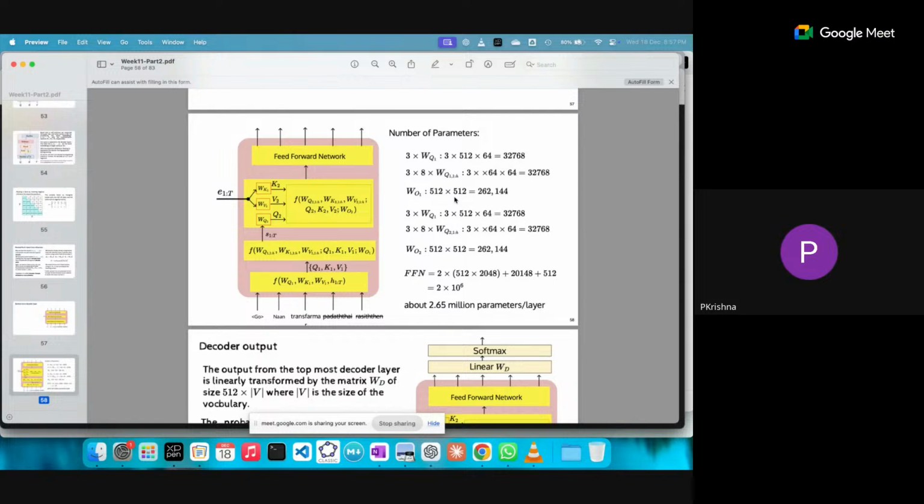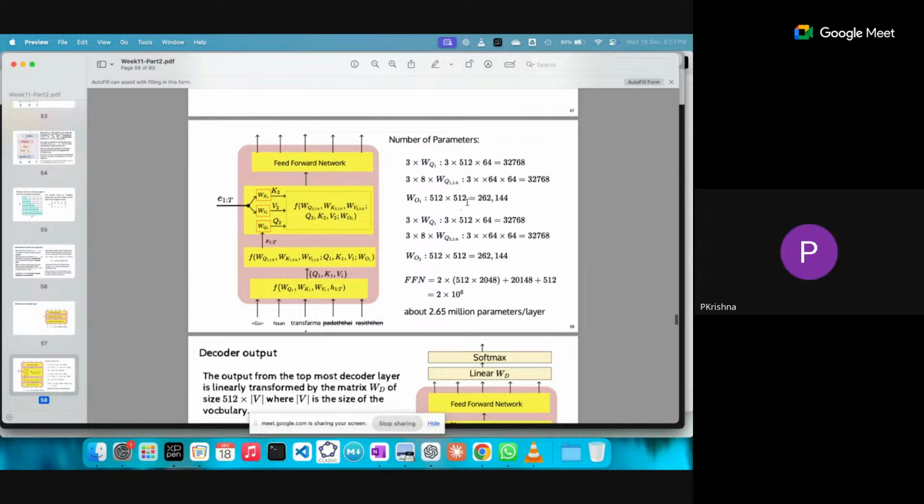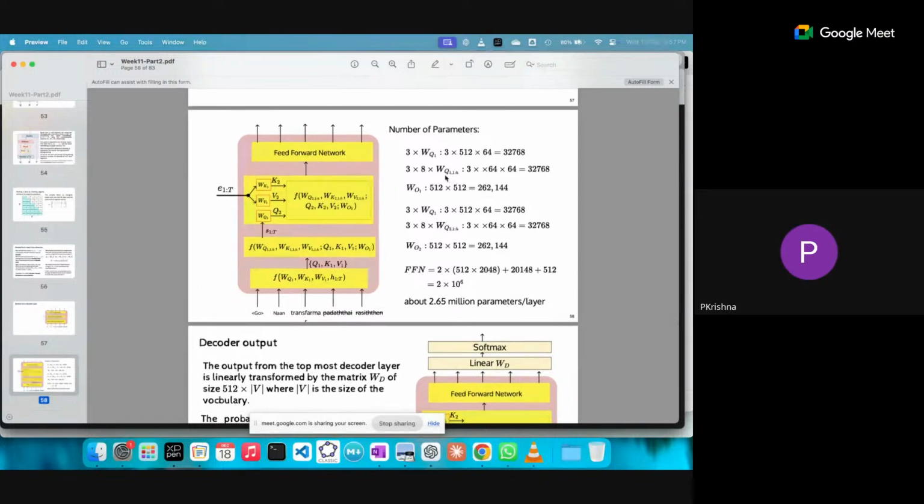Okay, where are they adding WO1? WO1, 512. They're calculating fine, but where are they adding it? Eventually, when they say 2.65 million, they're adding all this. These are all parameters only, number of parameters calculations. So I'm guessing WO1 is also one of the contribution.